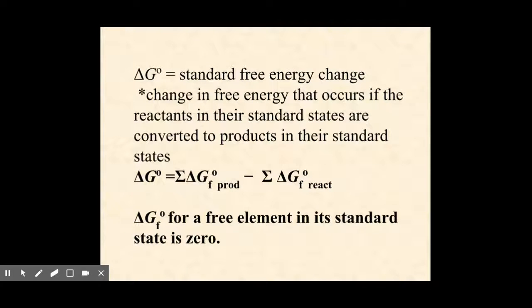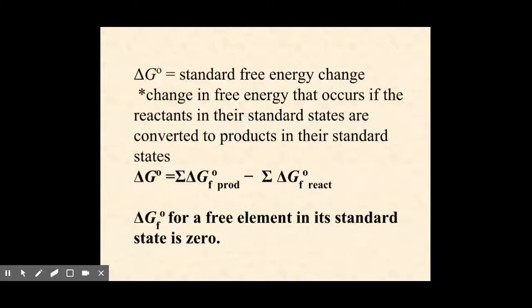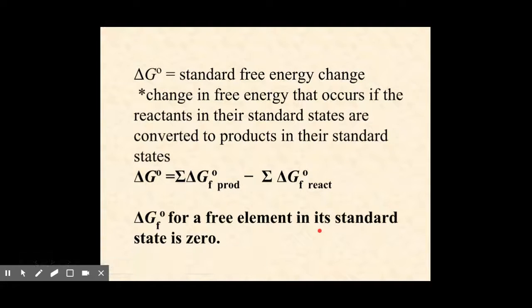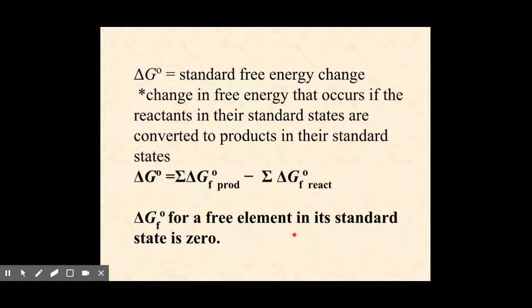The standard free energy change is the change in free energy that occurs when the reactants in their standard states are converted to products in their standard states. So this is basically the same thing as the equation before, except now we're talking about the Gibbs free energy. The standard Gibbs free energy change for a free element in its standard state is 0. It's a lot of definitions to try to memorize, but it makes more sense in a mathematical equation.